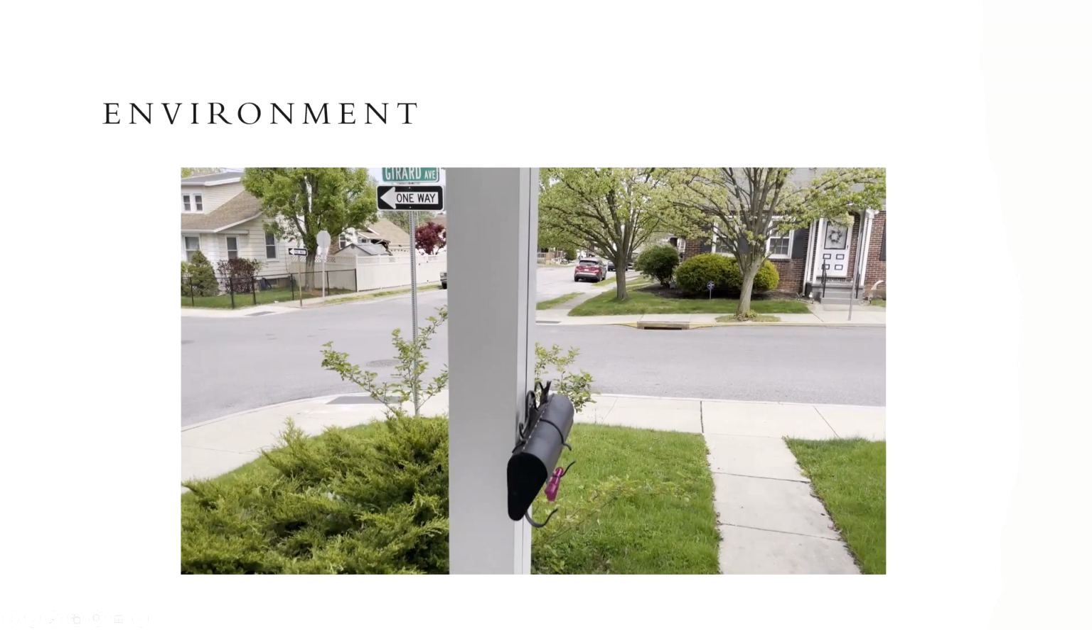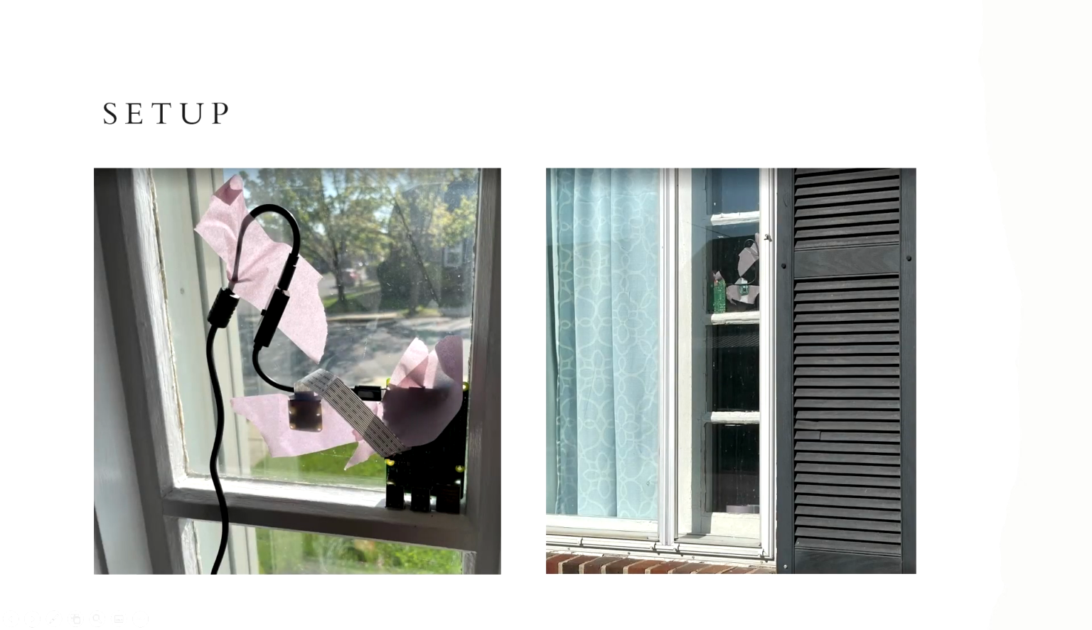This is the main road. And this is the setup. On the inside, I used tape just to tape it up for now because I don't have access to a 3D printer at the moment. And from the outside, anyone who's approaching the property can easily see there's a camera here. So not only can it function as a smart doorbell, it can also be a deterrent.